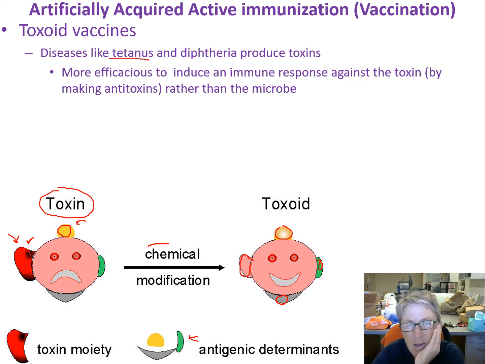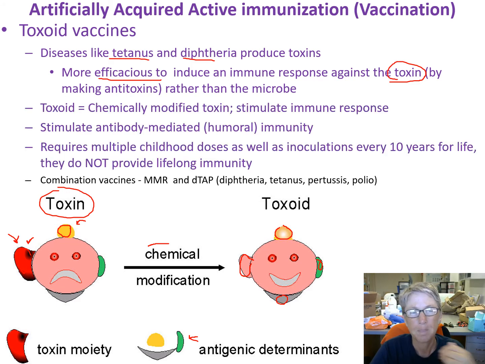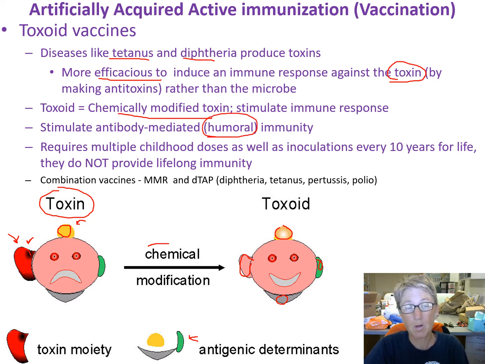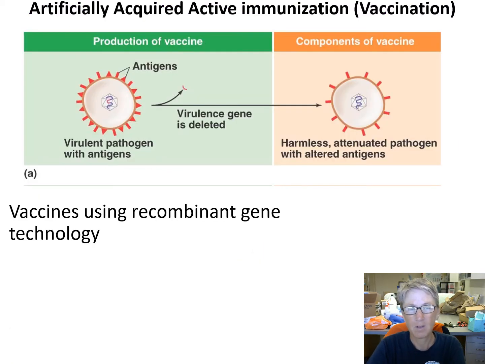So if you're a disease like tetanus or diphtheria, you produce toxins, and it's more efficacious for scientists to design a drug to induce an immune response against the toxin, not the bacteria. So a toxoid is just a chemically modified toxin that will stimulate the immune response, and it stimulates specifically the antibody-mediated or B-cell humoral response. You have to have multiple childhood doses as well as inoculation every 10 years for life, because they don't provide lifelong immunity. But combination vaccines like this guy, the DTaP, that you probably have heard of if you're in the clinic, is a toxoid vaccine.